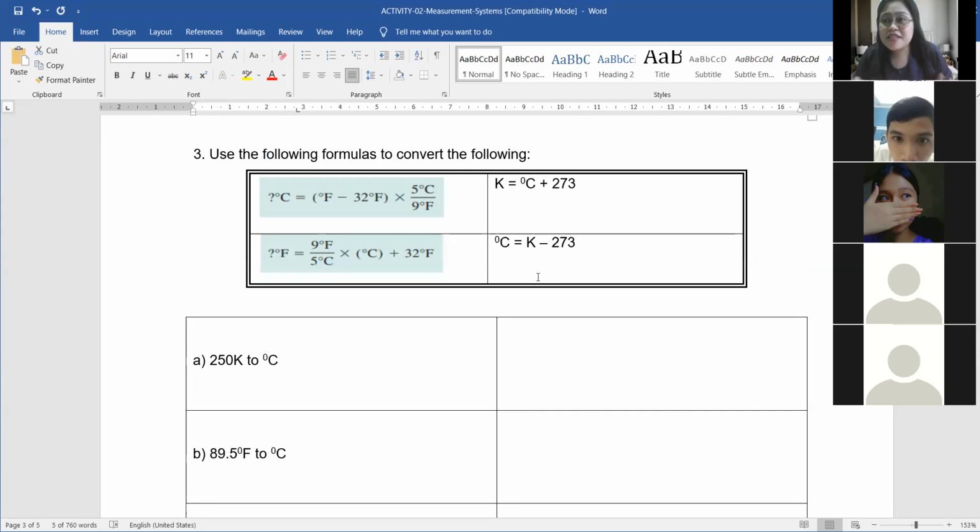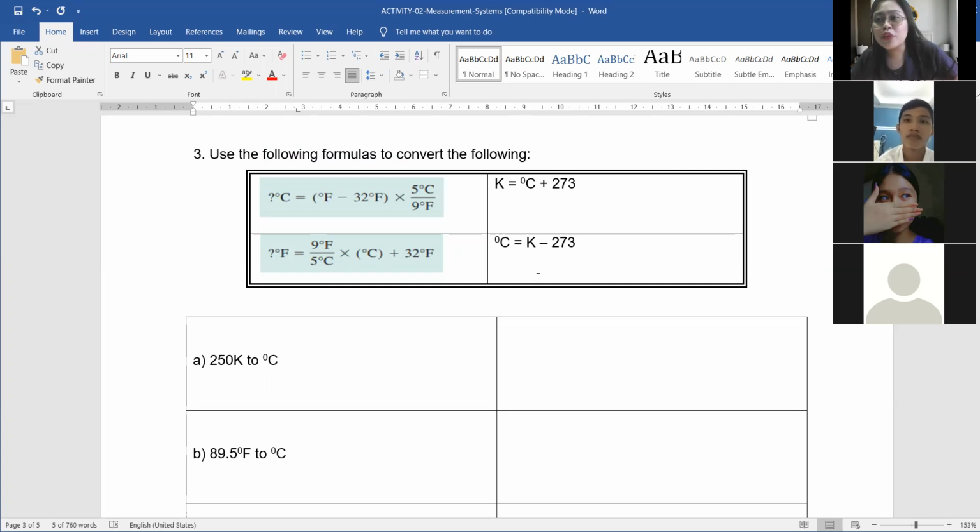Kasi sa chemistry, we also measure temperature, body temperature or the temperature of our solution. Remember, we have the boiling point and the melting point. Thus, it is very important for us to know how we are going to convert the units for the temperature. In the Philippines, we always use degrees Celsius for the temperature, like the normal body temperature is 37 degrees Celsius plus and minus 0.6.